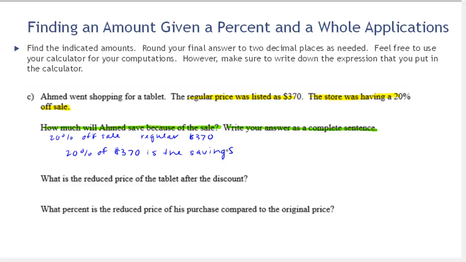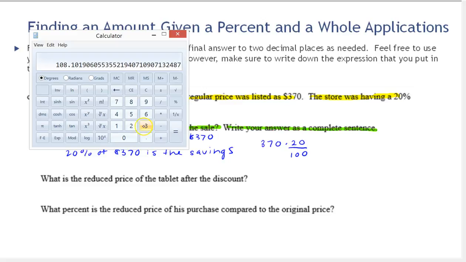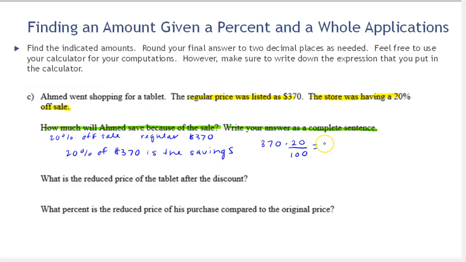Okay, and notice again that this is the savings, it's not the cost of the tablet. So we need to find 20% of 370, so we'll take our whole, multiply by 20%, written as 20 over 100. So 370 times 20 divided by 100 gives us 74. And we'll write as a complete sentence, Ahmed will save $74 because of the sale.